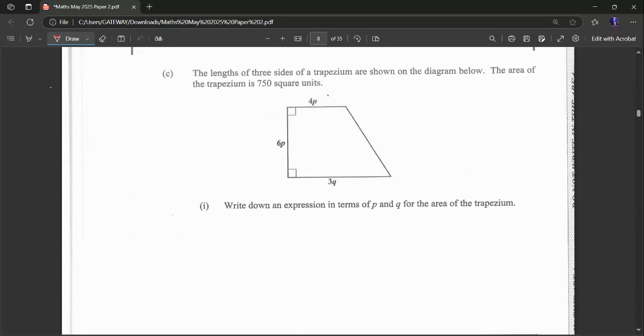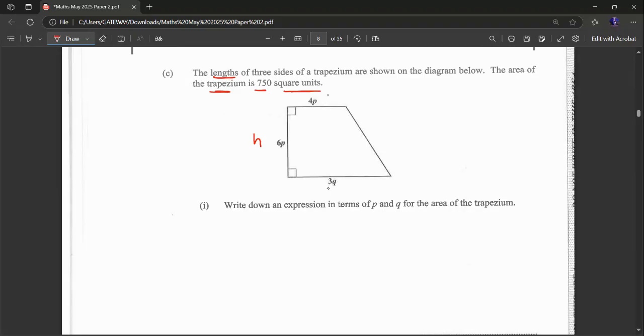So part C: the lengths of three sides of a trapezium are shown in the diagram below. The area of the trapezium is 750 square units. So notice they didn't give you meters or centimeters, they just say square units, right? So let's say this is the height here, right?